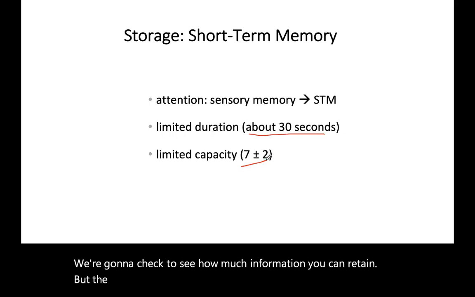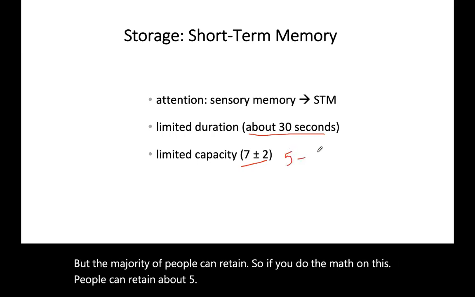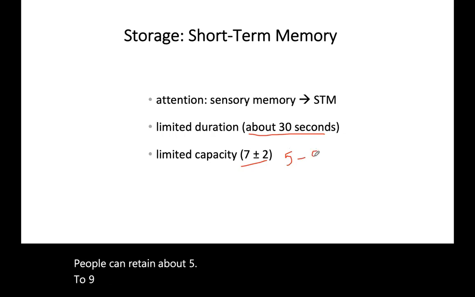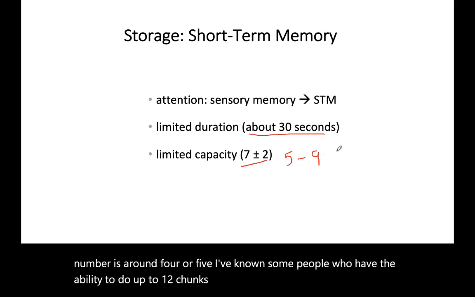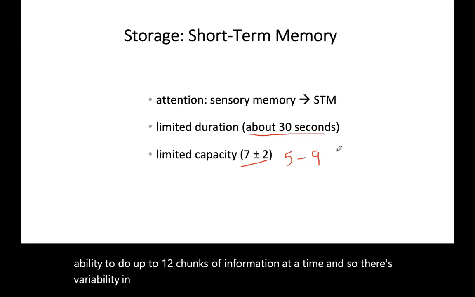But the majority of people can retain, so if you do the math on this, about 5 to 9 chunks of information. Okay. And again, last week I mentioned my number is around 4 or 5. I've known some people who have the ability to do up to 12 chunks of information at a time. And so there's variability in this.